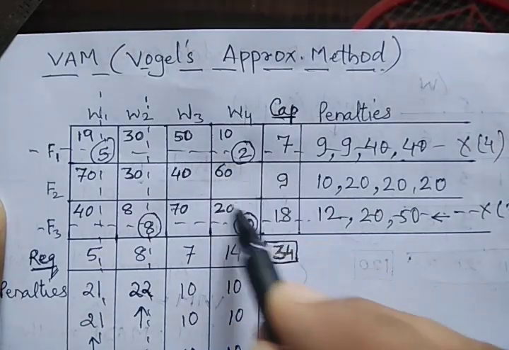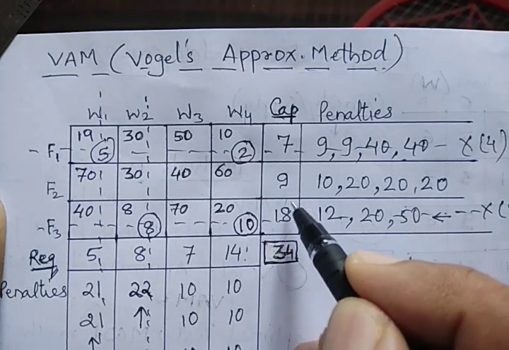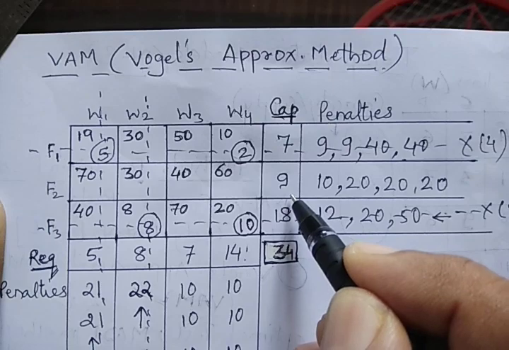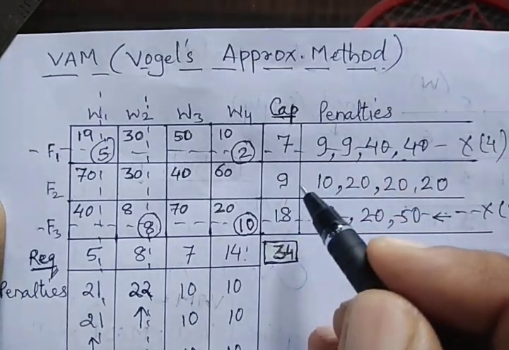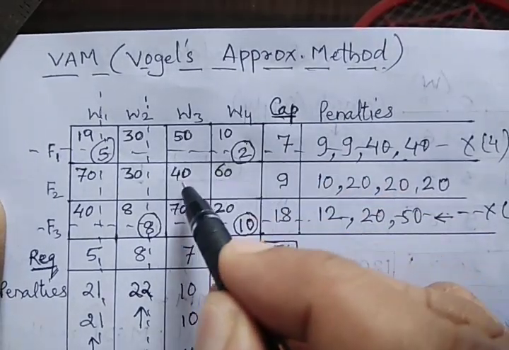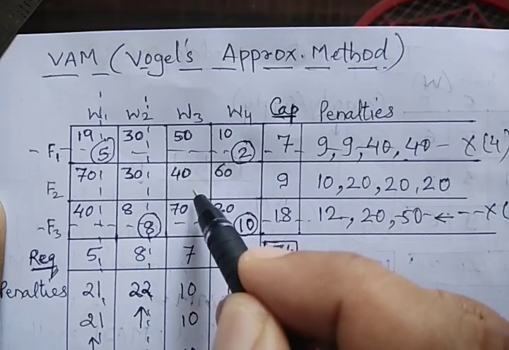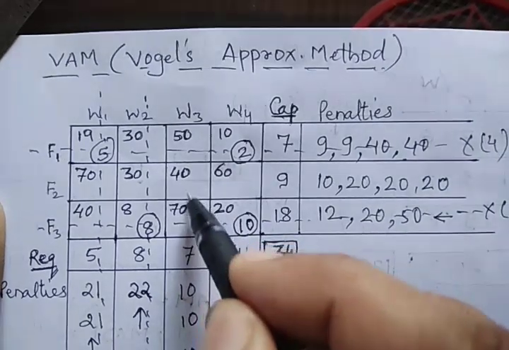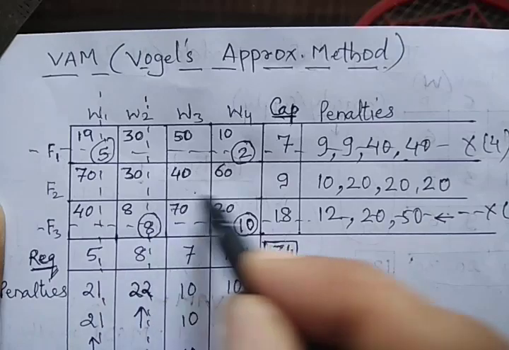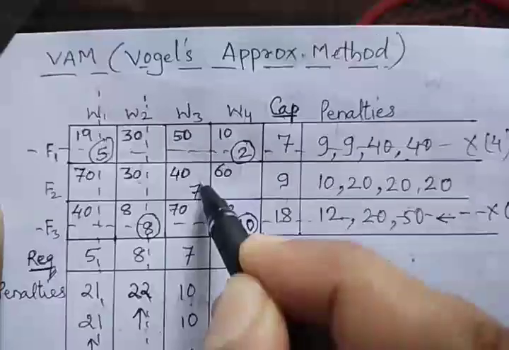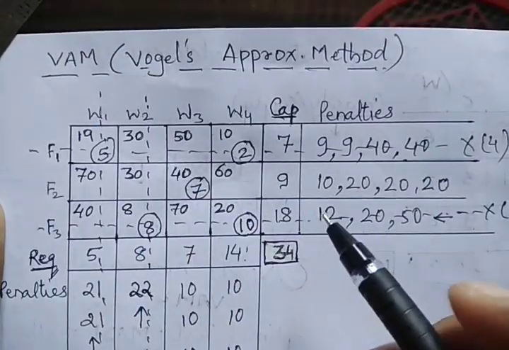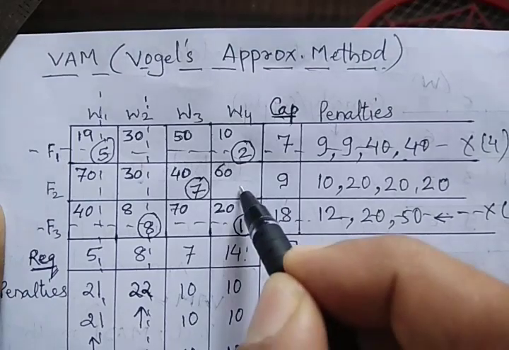Now only one row is remaining. So directly you can do the allocation. So smallest cost is 9 here. Sorry, this is capacity. So only one row is remaining, 40, 60. So the smallest cost is 40. How much you can allocate here? 40. Requirement is 7. Capacity is 9. So I can do here 7. Correct? Now this one. How much you can do here? 2.